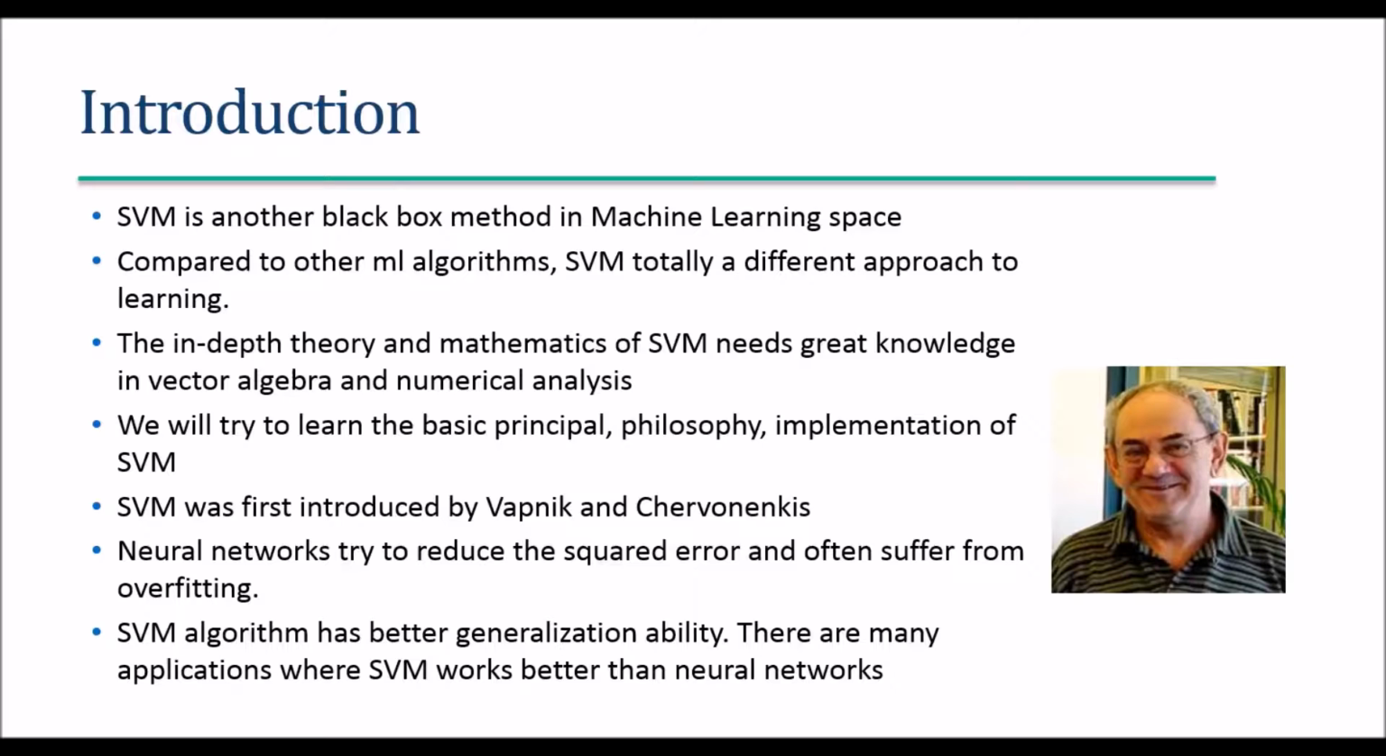SVM was first introduced by Vapnik, and initially it was compared majorly to neural networks, and neural networks have some issues with overfitting and computation time, etc. The SVM algorithm is slightly better at generalization, and it avoids overfitting most of the time. There are many applications where SVM is much better than neural networks, and most of the time SVM takes less runtime compared to neural networks.